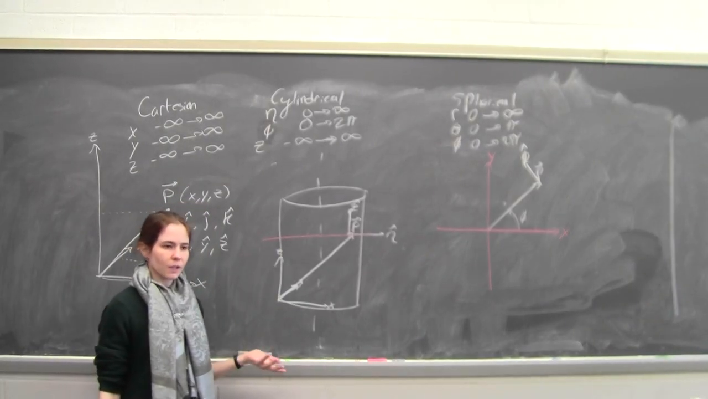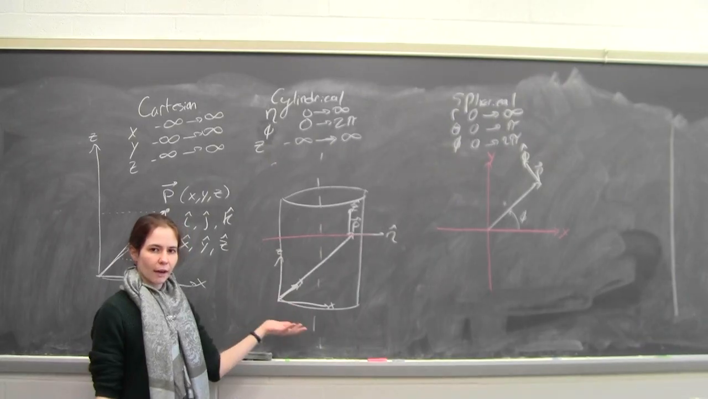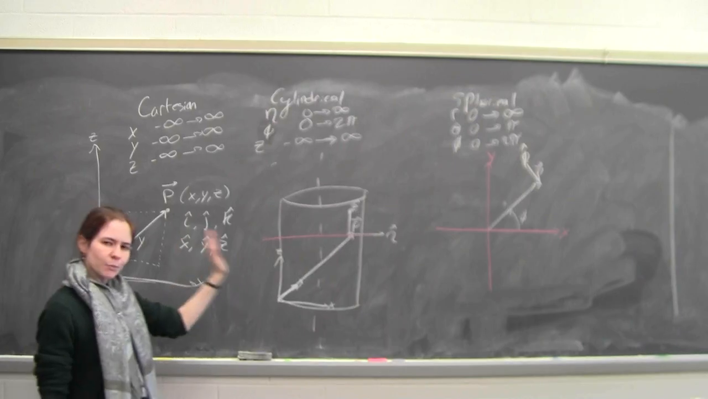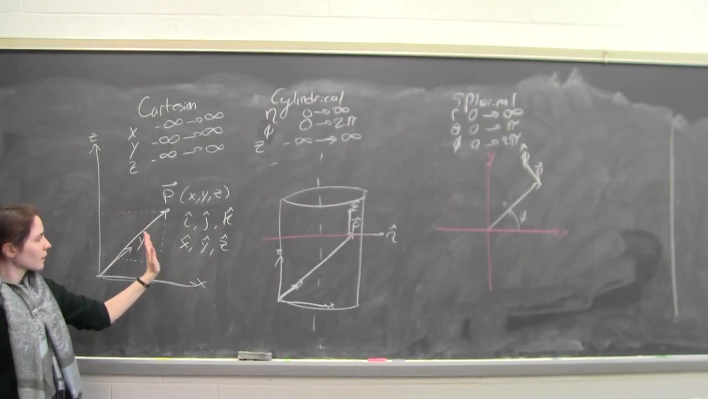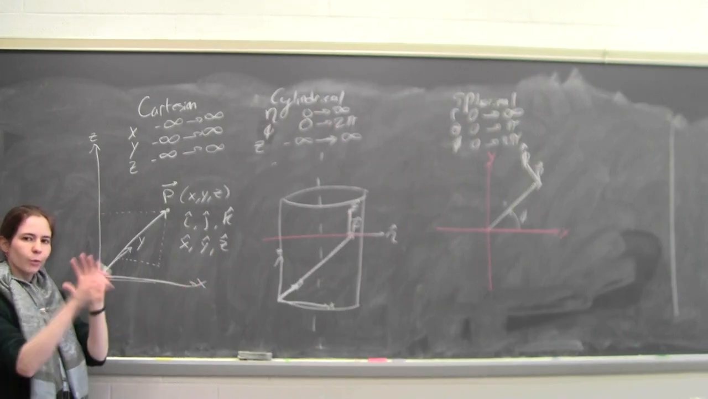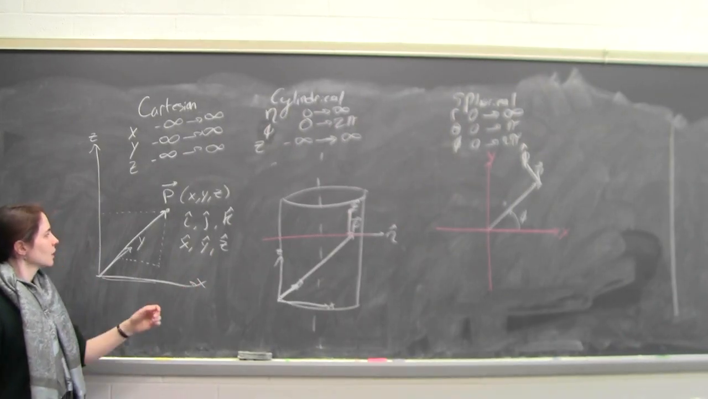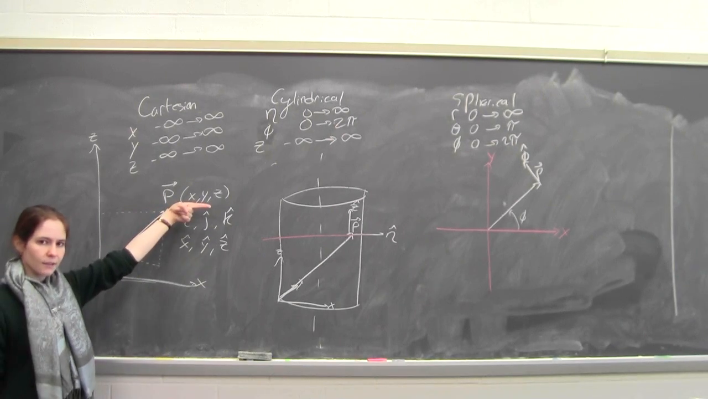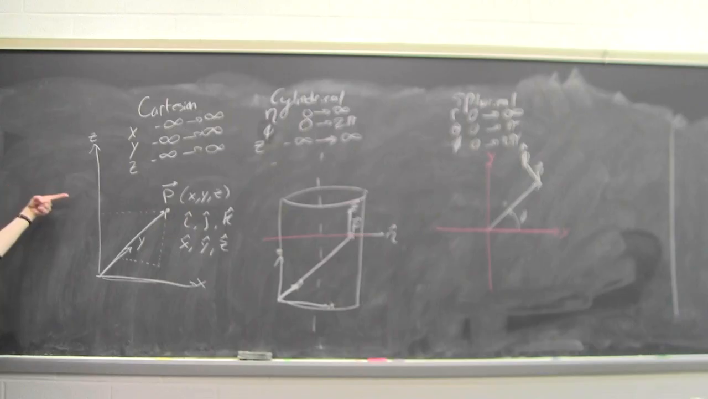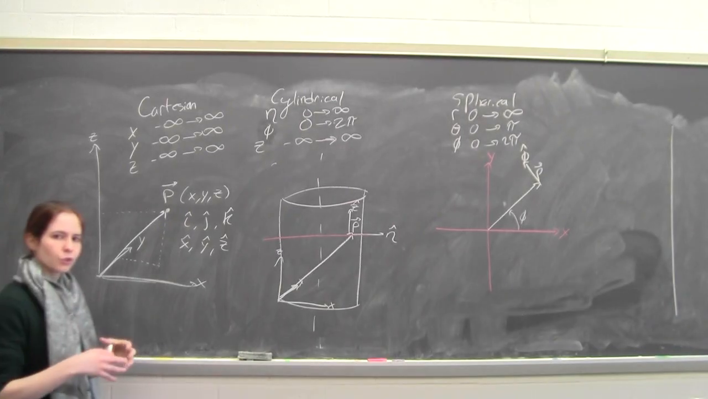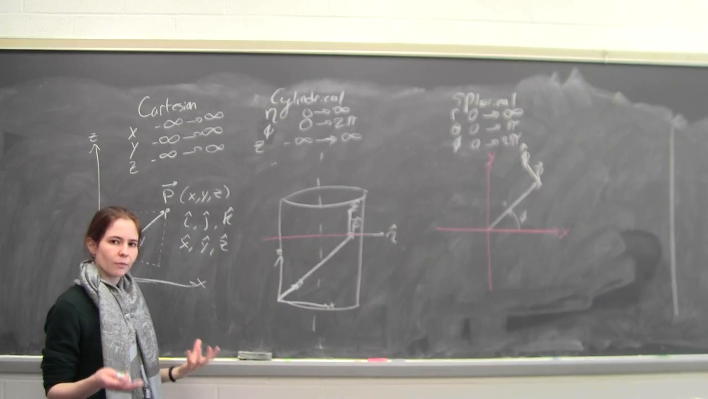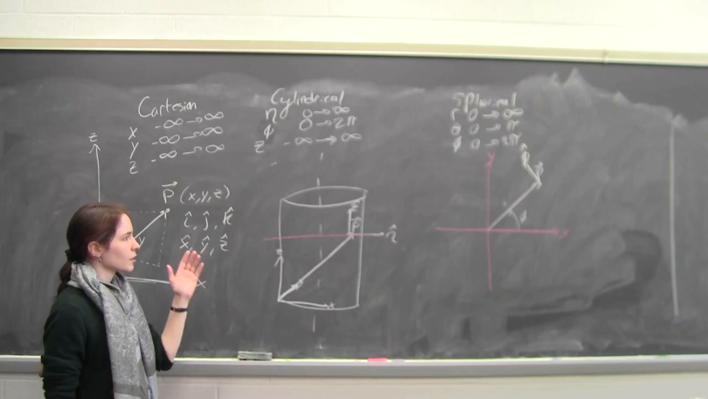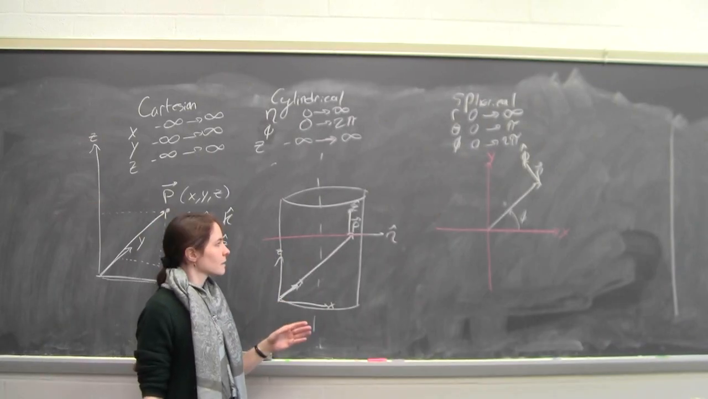One thing you may have noticed while I was describing r hat, theta hat, phi hat, and eta hat, is that they keep changing direction. With x hat, y hat, and z hat, at every point in space, they are pointing in the same direction. At this location, x hat is in this direction. At this location, x hat is in this direction. Over here, x hat is in this direction. And so the directions that we're using to describe vectors, the different components, are always pointing in the same direction. For cylindrical and spherical coordinates, that is not the case.